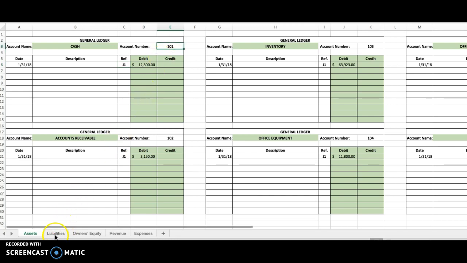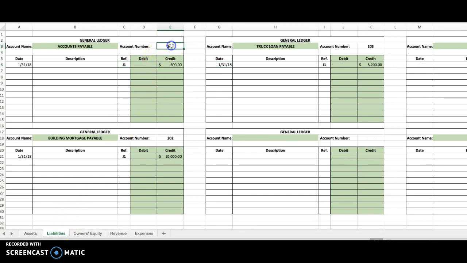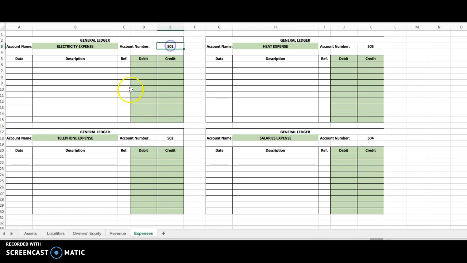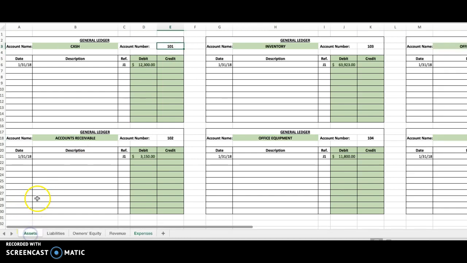Assets begin with a 1. If we go to liabilities, those begin with a 2. Owner's equity typically is a 300 number. Revenue typically is a 400 number. And expenses typically are 500 numbers. At this point, I would ask you to complete the questions for this assignment.